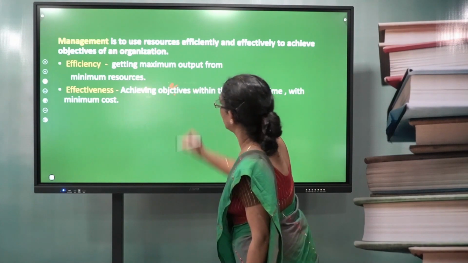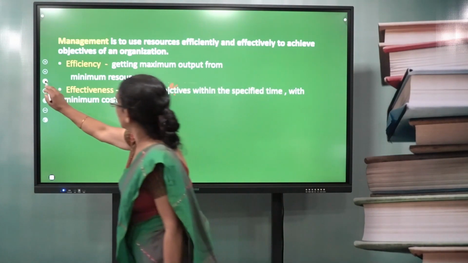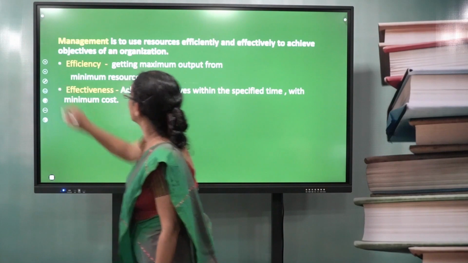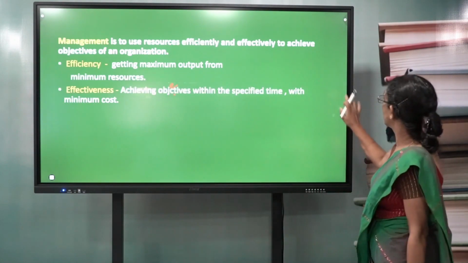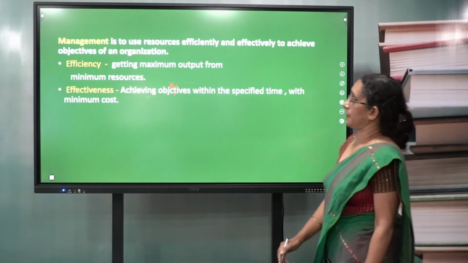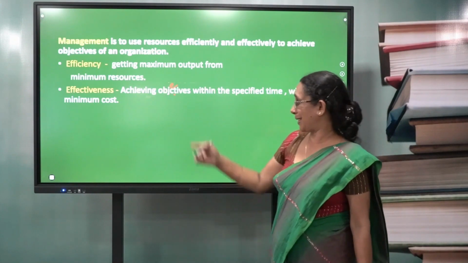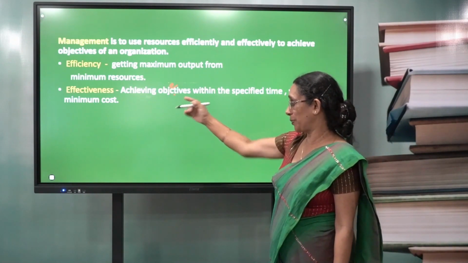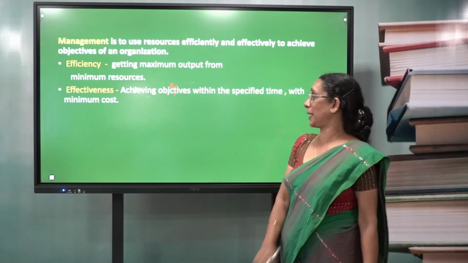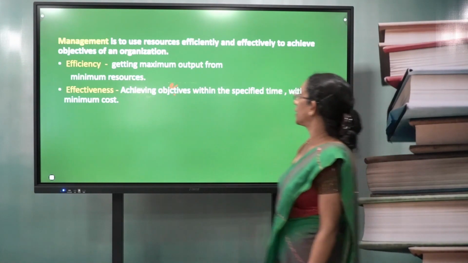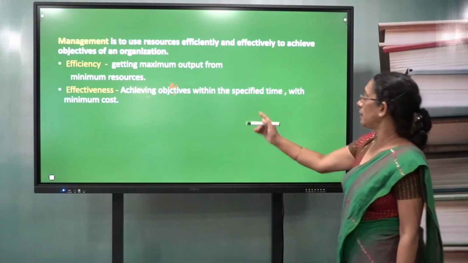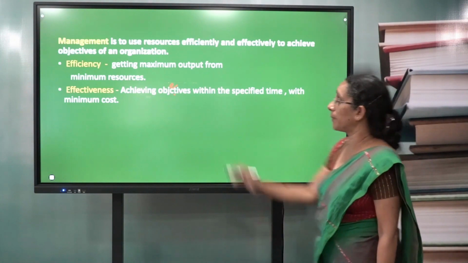Objective. Yes. No, this is yes. I have made a mistake here. This should be objective. Yes. Effectiveness means achieving objectives of a business within the specified time with minimum cost.